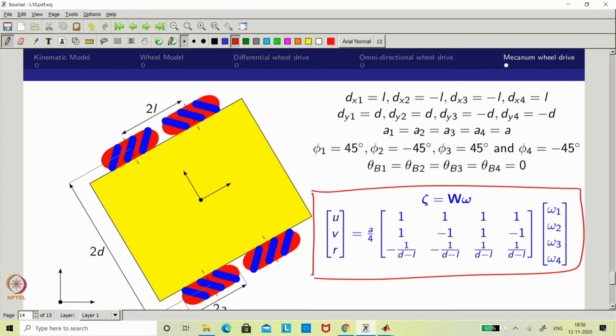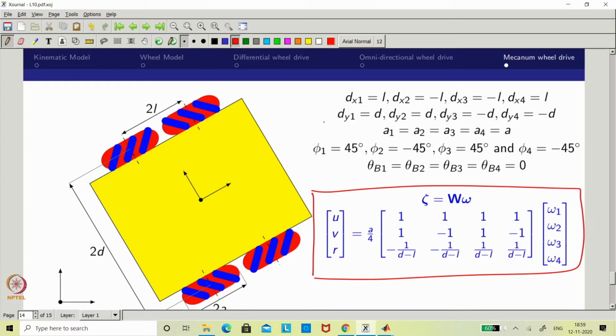I gave a small glimpse of this in part 2. Right now, let us see what our interest is. If I want to move this vehicle forward, what should omega 1 to omega 4 be? If I want to move it laterally, what should I do? If I want to rotate the vehicle, what should I do?